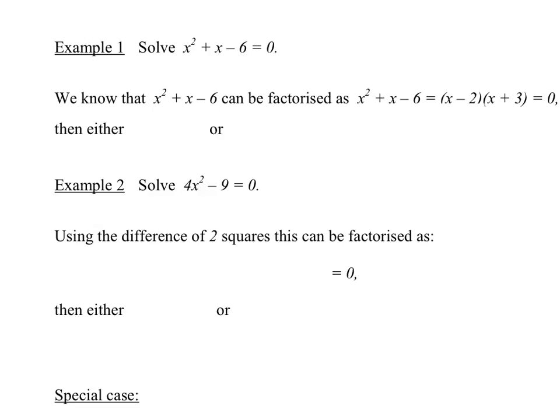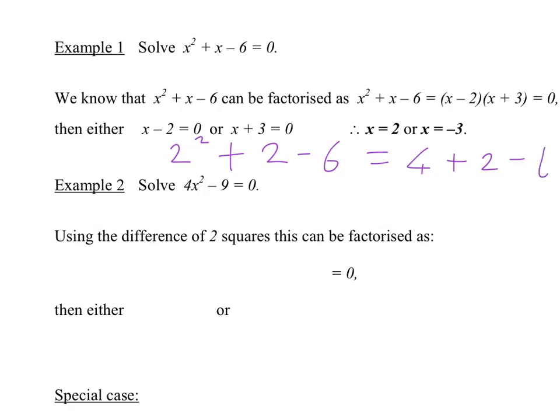Now, once we've got that, either x minus 2 is equal to 0, or x plus 3 is equal to 0. The first equation gives us x equals 2, and the second equation gives us x equals negative 3. If you like, you can check that that actually works. You can try putting x equals 2 into the equation x squared plus x minus 6. That's 2 squared plus 2 minus 6. Now let's check that. That's 4 plus 2 minus 6. Yeah, that's 0.